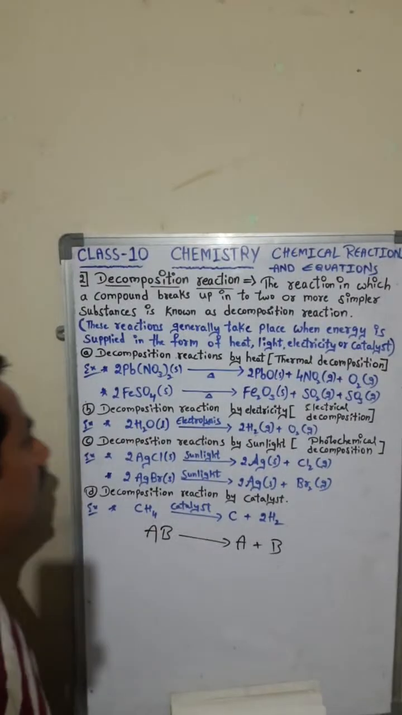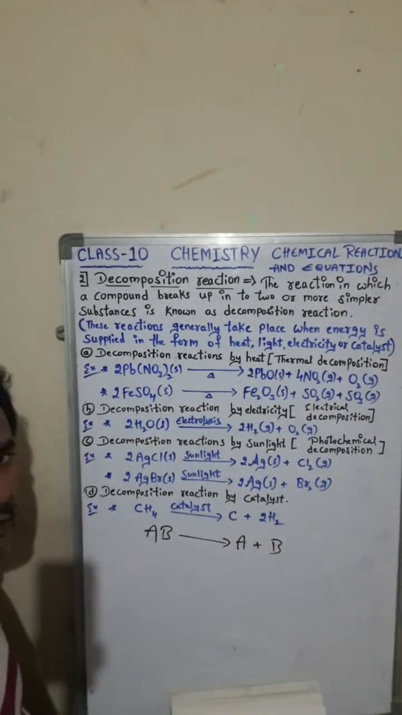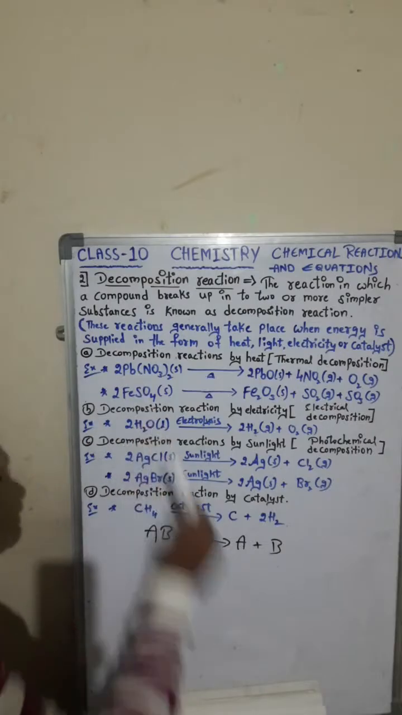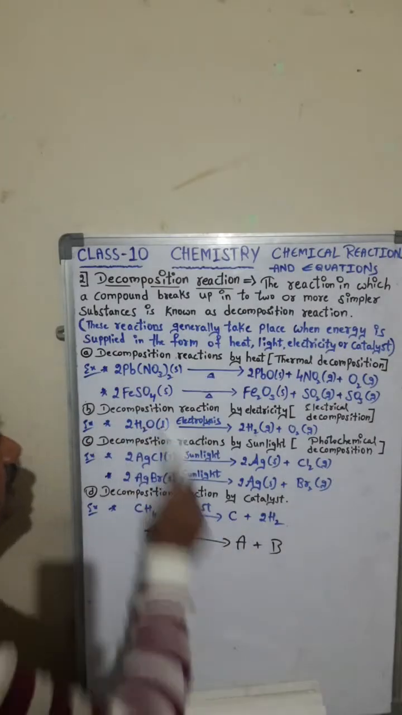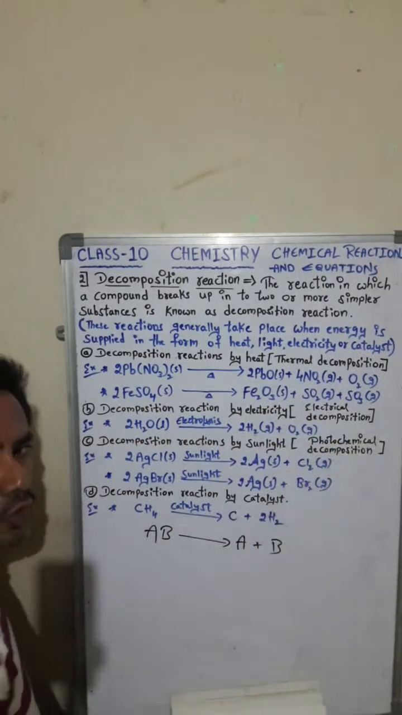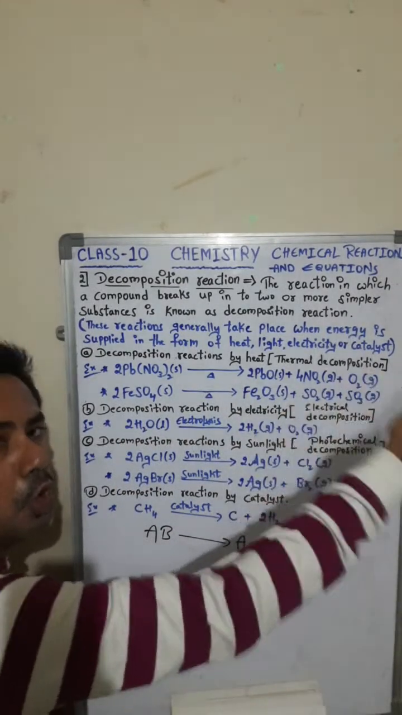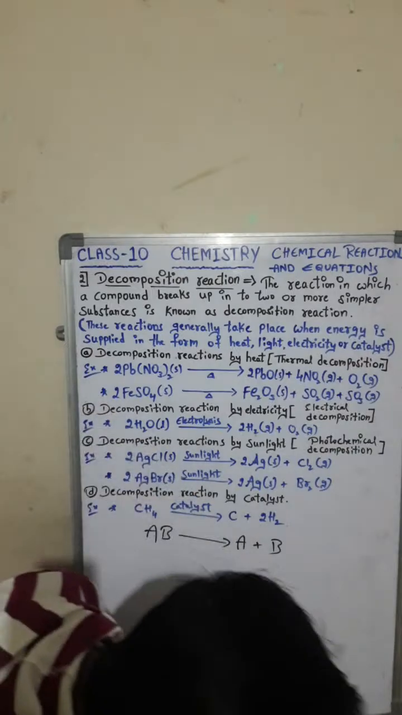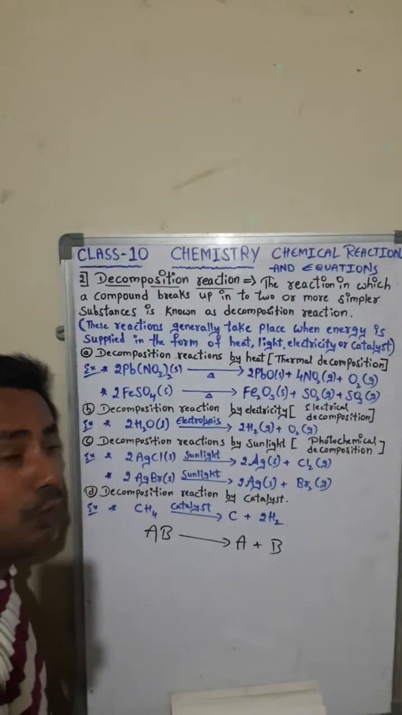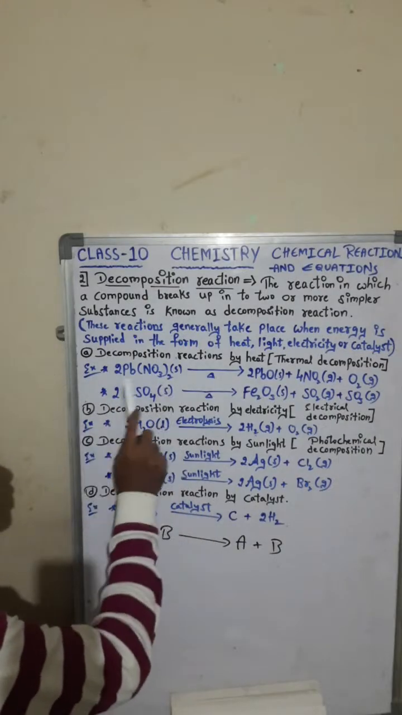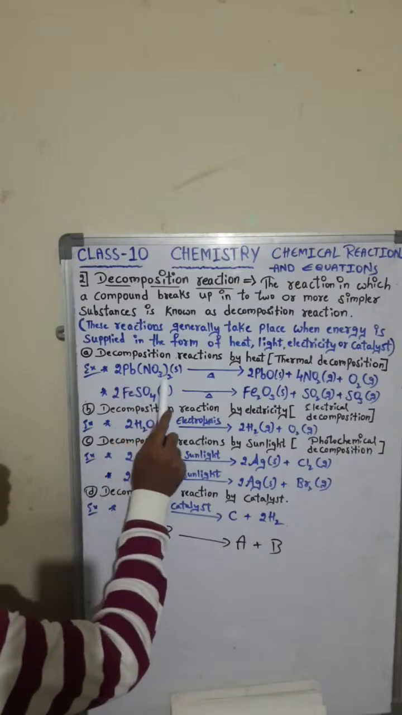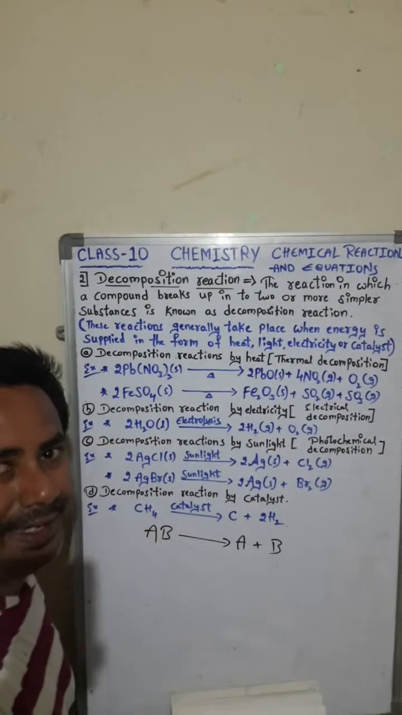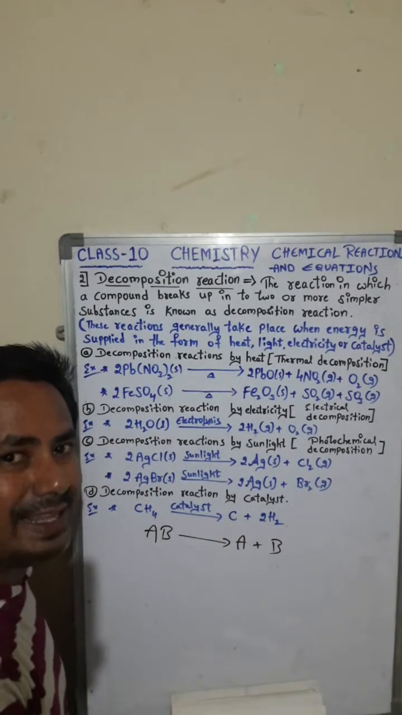It is very important. Let's begin with heat, thermal decomposition. If we just supply heat, this compound will break down into two or more simpler forms. What is the first example? Lead nitrate, Pb(NO3)2. How do we pronounce this? Pb(NO3)2 is lead nitrate.